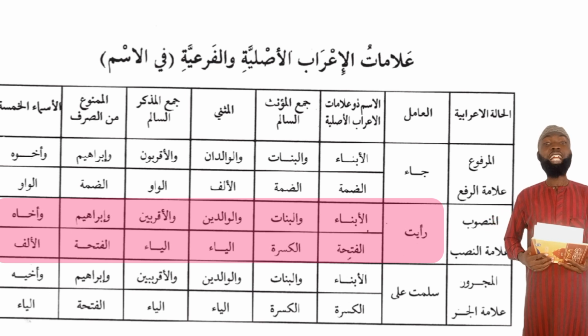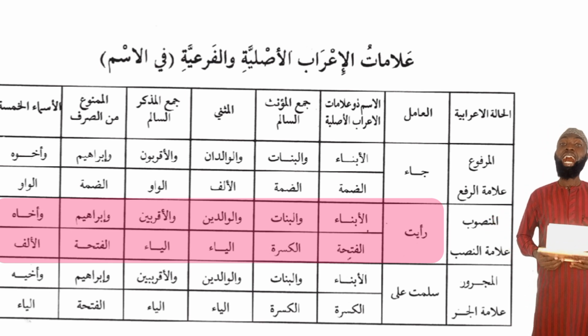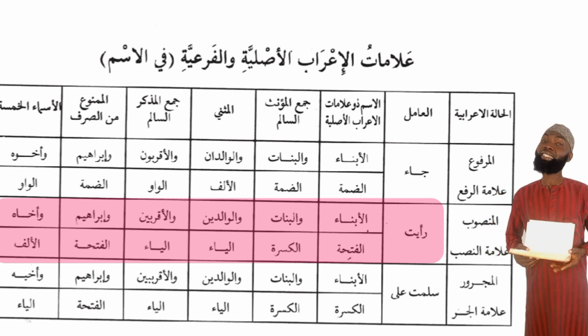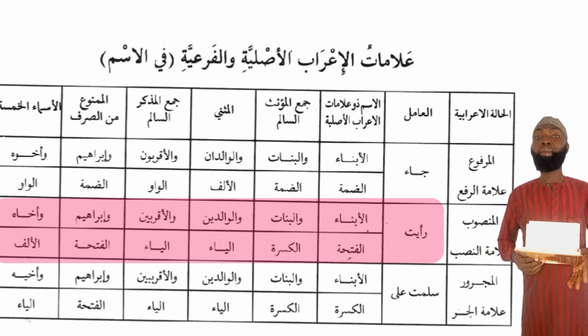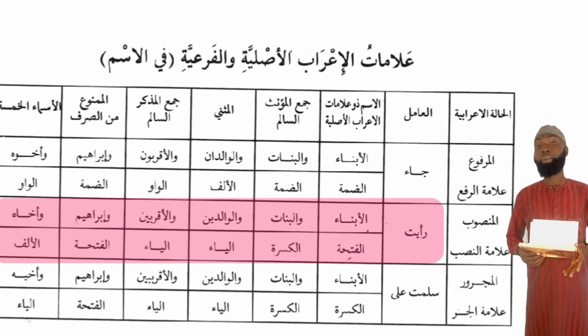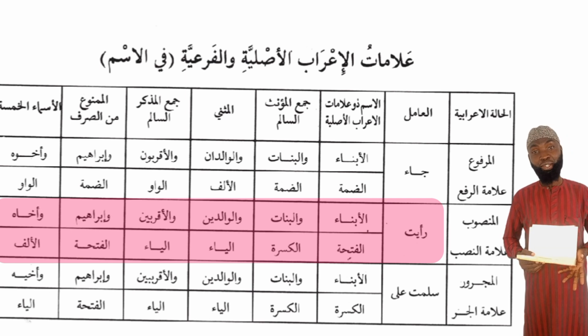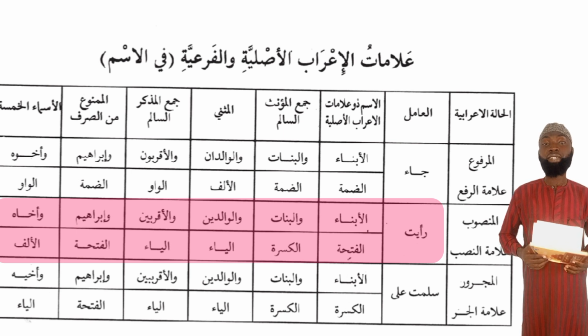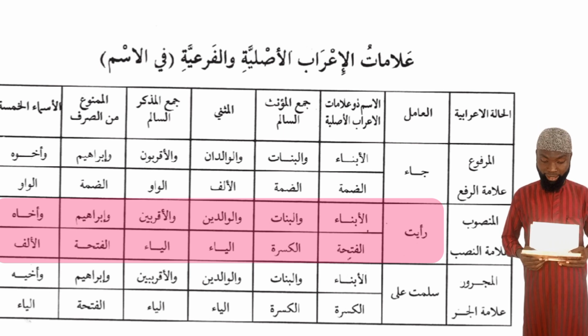Wal-banati. But when we come to the word al-banati, as we have learned previously, al-banati will not carry fatha. This is because this is jam'ul mu'annath salim, the sound feminine plural. So the sign which will represent the fatha will be the kisra. So when we have sound feminine plurals, their sign for fatha will be kisra.